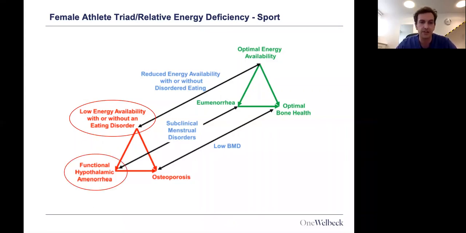That can then lead on to functional hypothalamic amenorrhea, which basically means that if we're not getting enough calories in, we're going to be shutting down all non-essential functions, which includes periods and fertility. That can then also have a direct impact on bone health and can lead to osteopenia and osteoporosis. Now we can see at the other end of the spectrum, if we can manage to normalize that energy availability, then we get them back to normal energy availability, normal periods, and optimize their bone health.